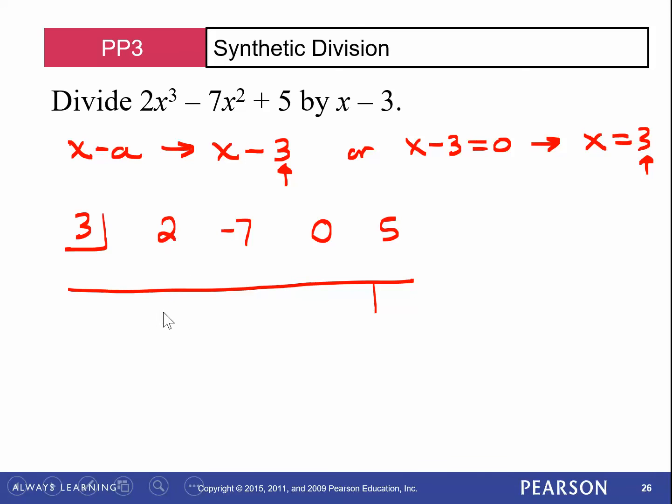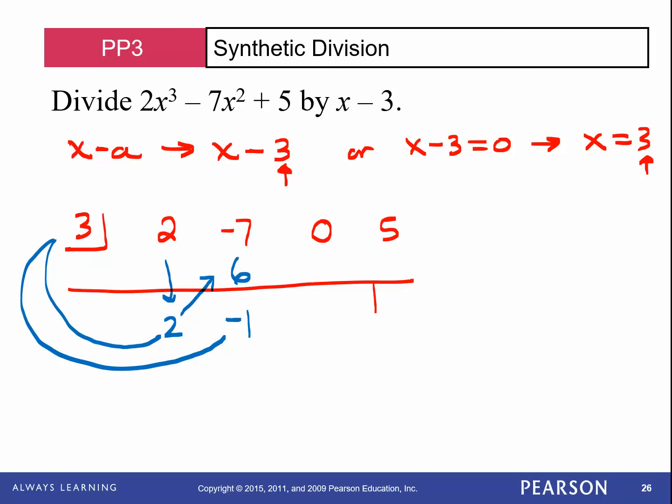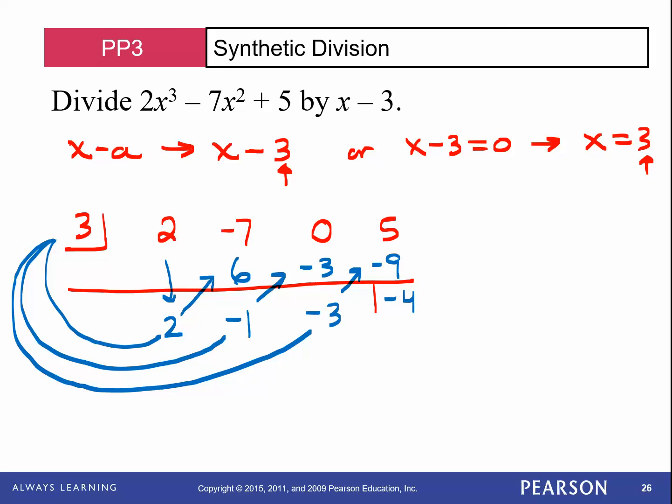Okay, 2 goes down. 2 times 3 is 6. -7 plus 6 is a -1, comes down. 3 times -1 is a -3. 0 and -3 make a -3. And 3 times a -3 is a -9. And we get ourselves a -4. All right, can you write the quotient that's left and the remainder in one single expression, just like we did on the last practice problem?